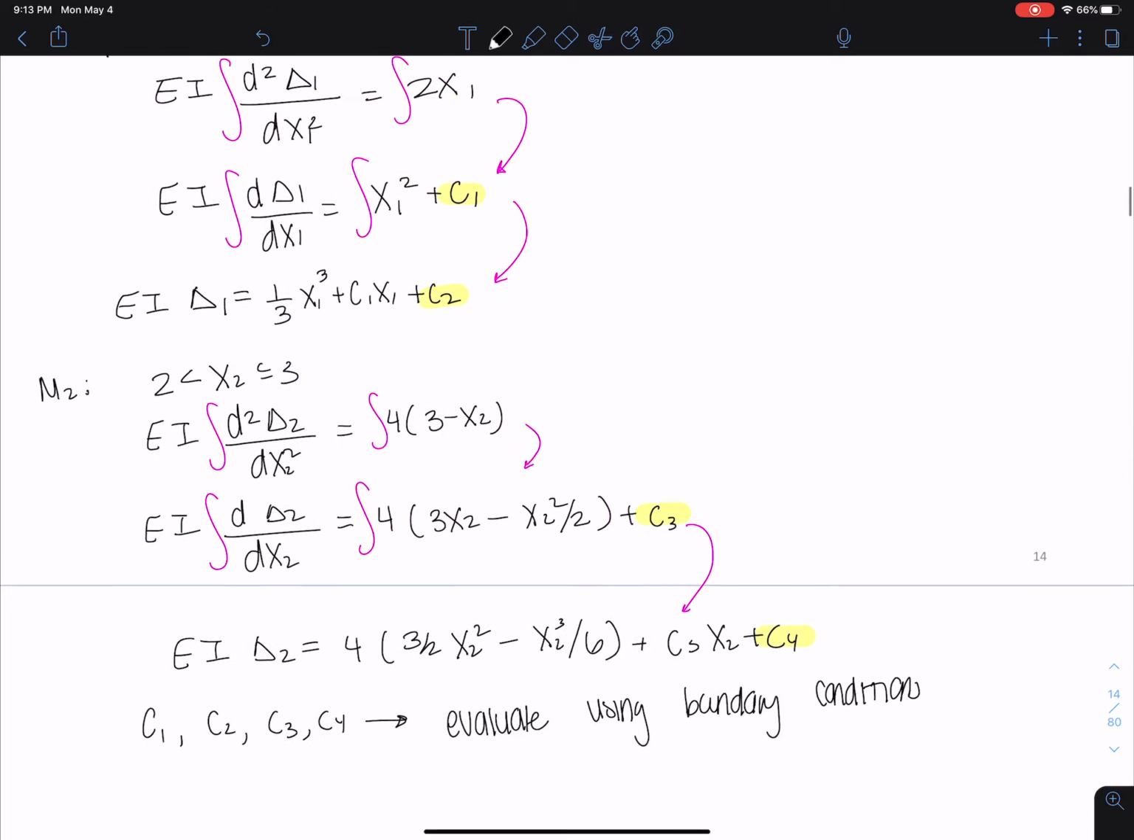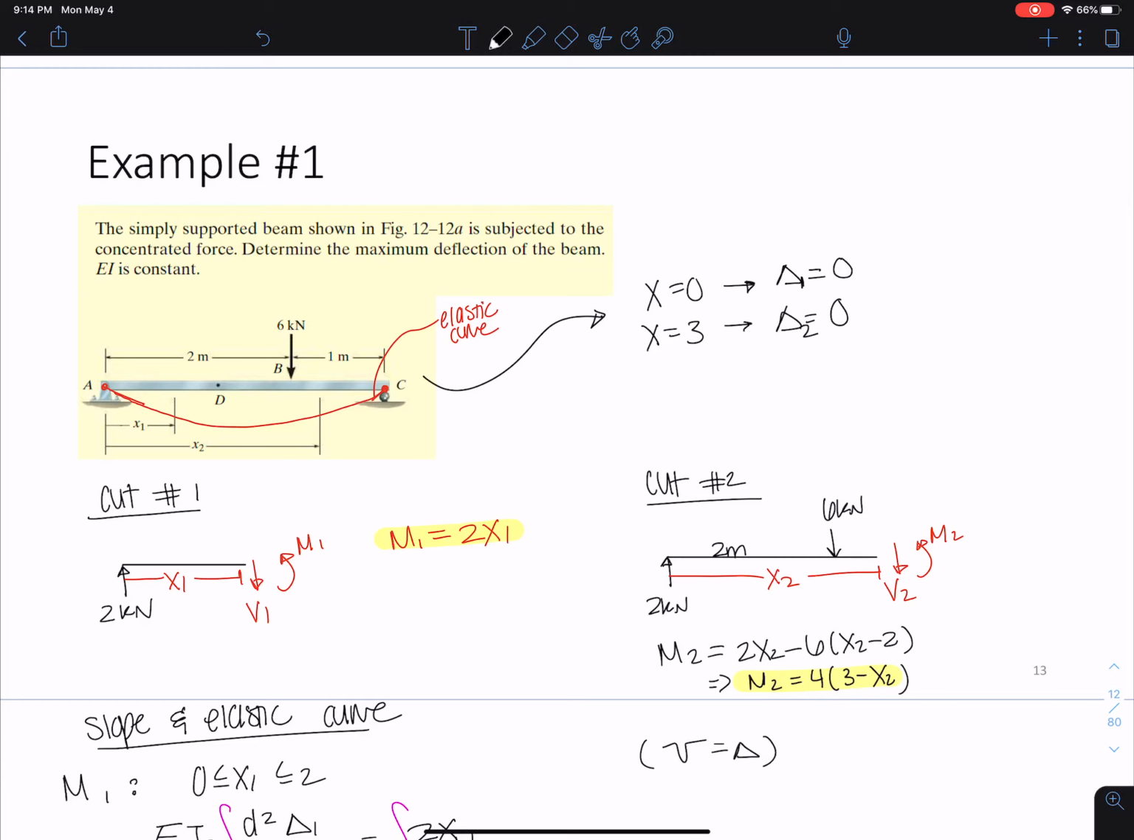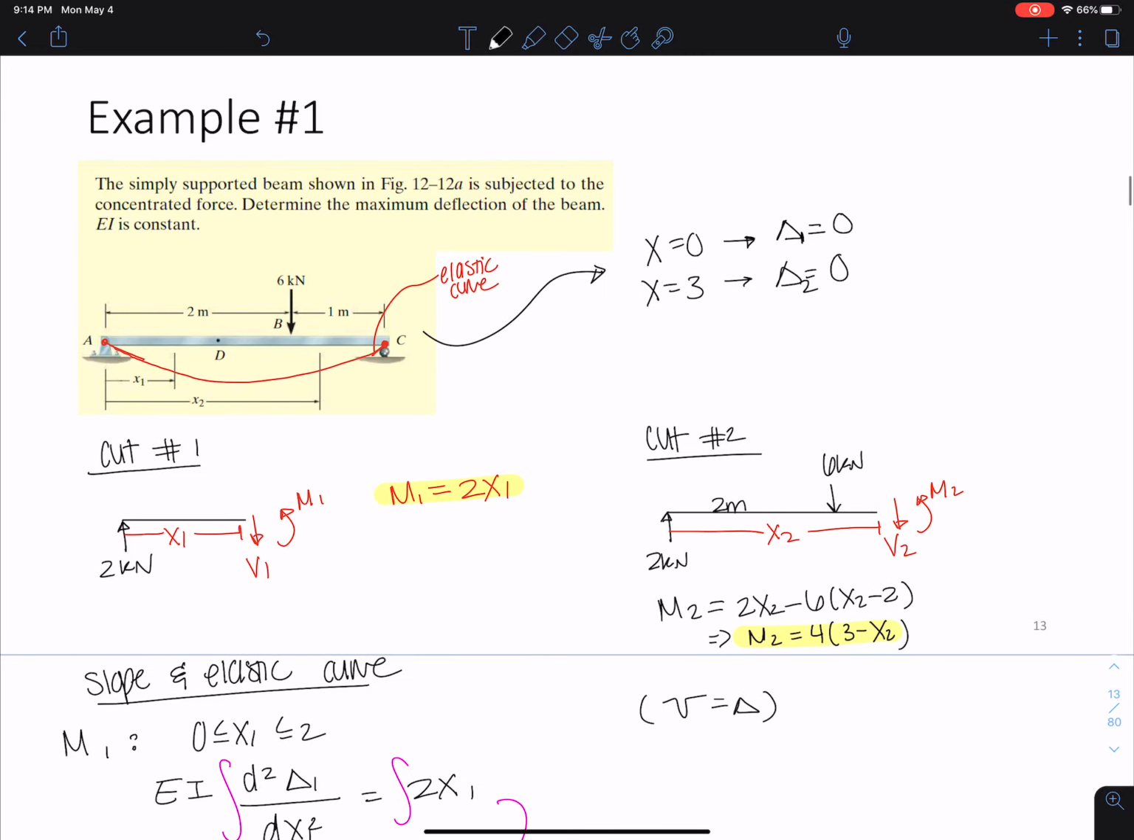So we go back to our problem and we say, well, I know a couple of things about this beam. I know that at x equals 0, my deflection has to be 0. And I know that at x equals 3, my deflection also has to be 0. And this deflection, x equals 0, falls within x1, and this falls within x2. Okay? I also know a couple of other things. So these are our boundary conditions.